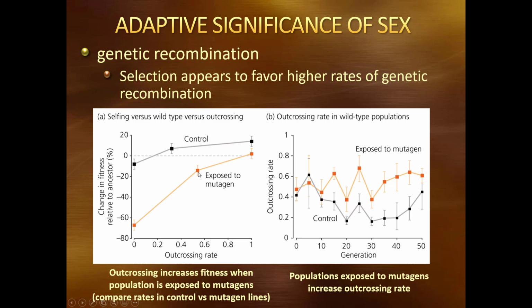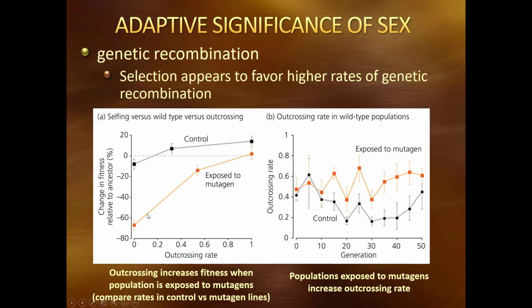So it's not just selfing. In this type of organism, they can fertilize themselves or they can fertilize other individuals. If they fertilize themselves, then this outcrossing rate is 0. If they basically never fertilize themselves, they only fertilize other individuals and become fertilized by other individuals, this outcrossing rate is 1. And so what you're seeing here is the real advantage to outcrossing definitely occurs in these populations that are exposed to the mutagens.